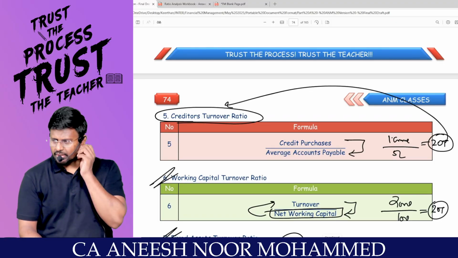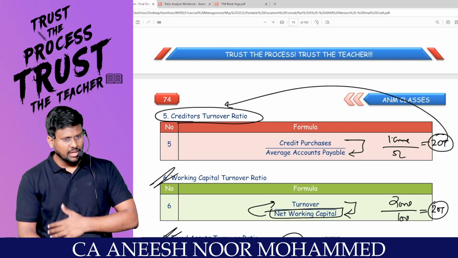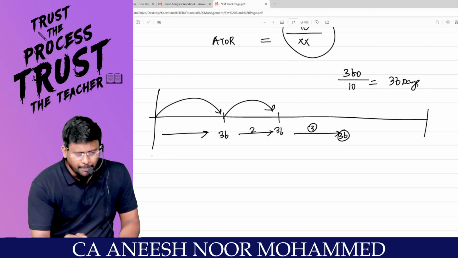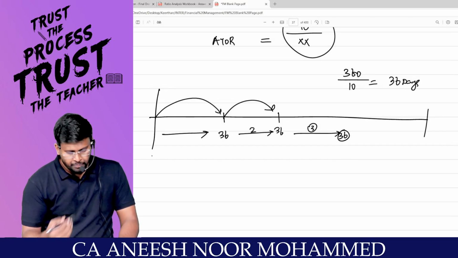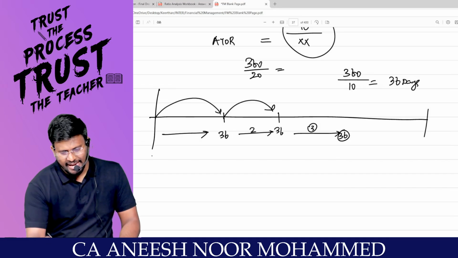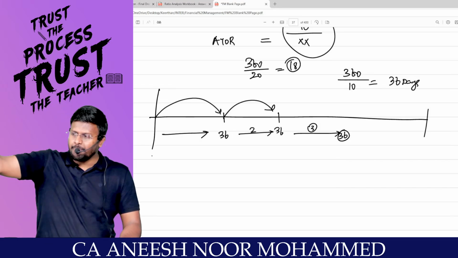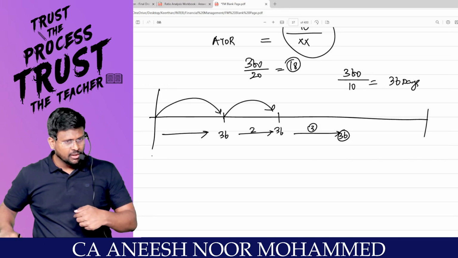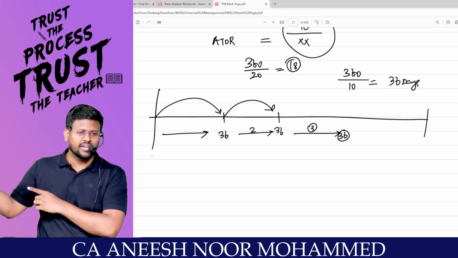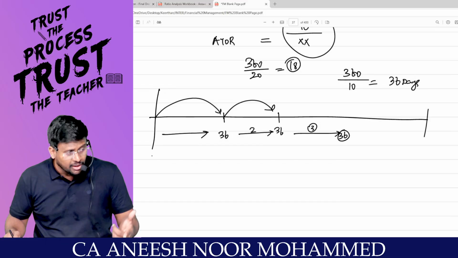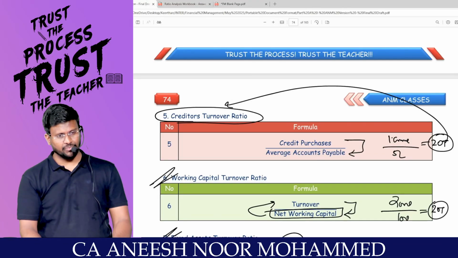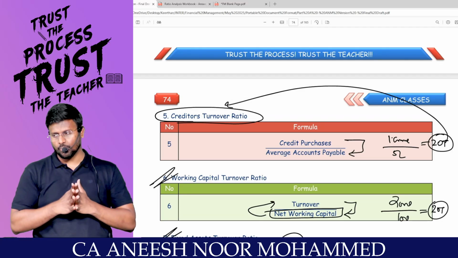That means, if today creditors supply the goods to me, correct? 360 divided by 20 comes to 18. Within 18 days, I made the payment. Then again goods are supplied, 18 days, I made the payment. Again supplied, 18 days, I made the payment. Like that, I have done this activity 20 times. That is called creditors turnover ratio. Right?